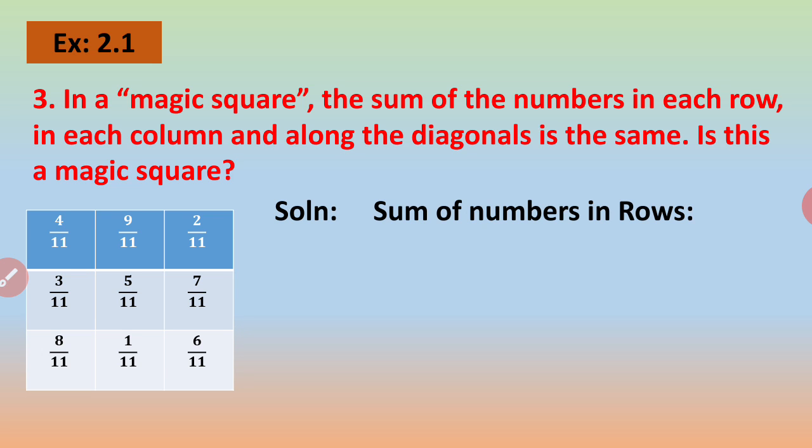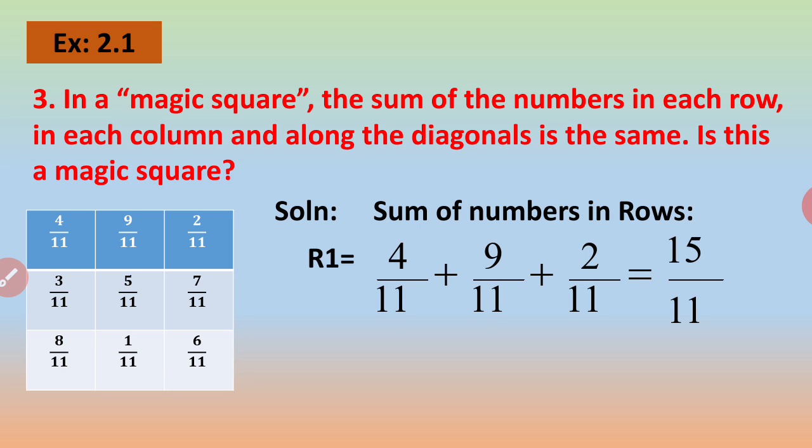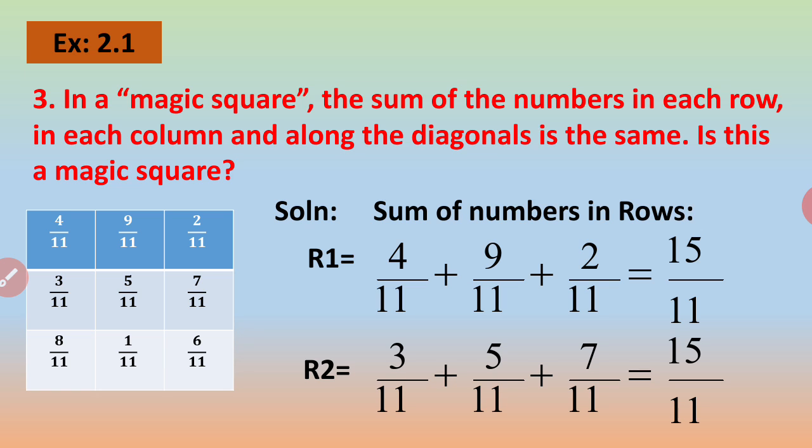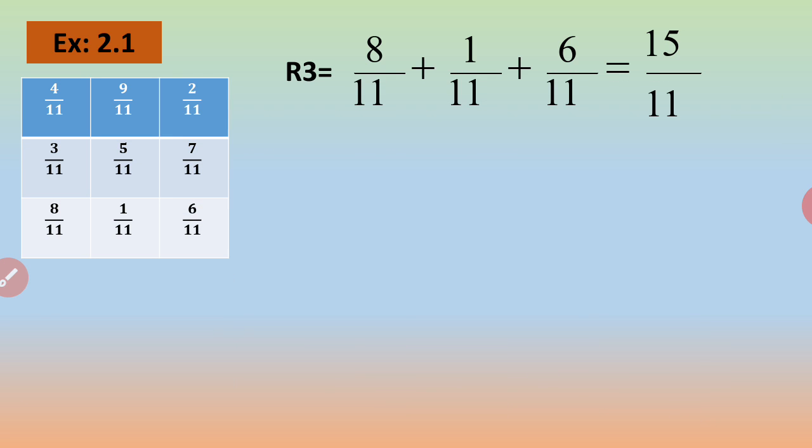So start with the additions. Here we start with the addition of row 1. If you check all the numbers, the easiest thing is all of them have the same denominator. That means the addition is very easy. So quickly add them up. Here you get 15 upon 11. For row 2, the addition again gives you 15 upon 11. The row 3 sum is also 15 upon 11.